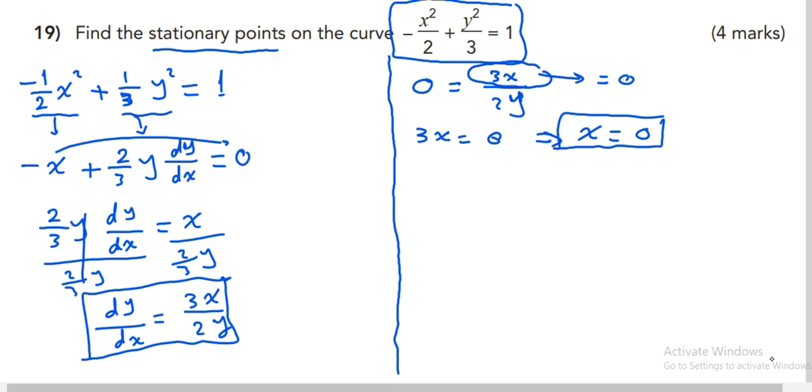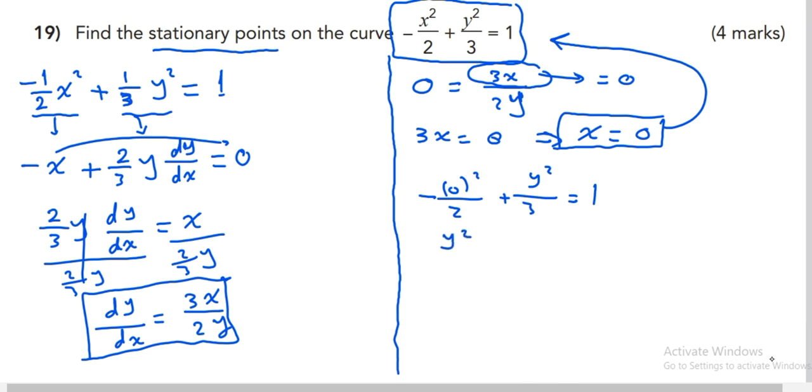If we want to find the y coordinates, we have to substitute the value of x. In which expression? To find any coordinate, x coordinate or y coordinate, we have to substitute in the original function, not in the first derivative, not in the second derivative. So here, as we put x equal 0, we'll find the values of y.